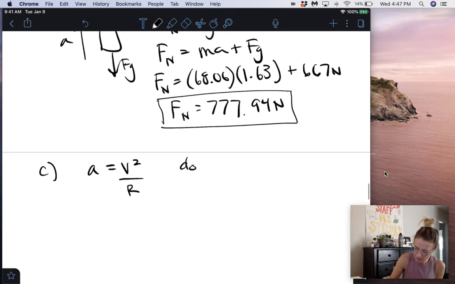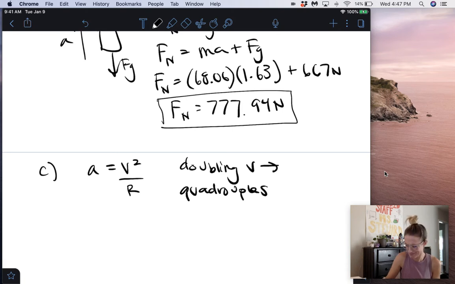So doubling v quadruples. How do you spell that? Is that how you spell quadruples?